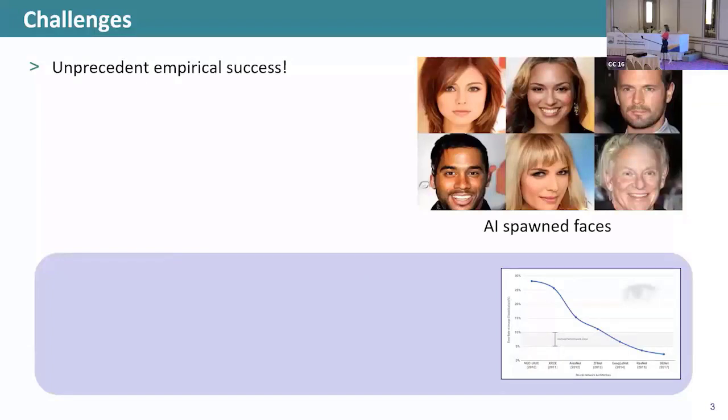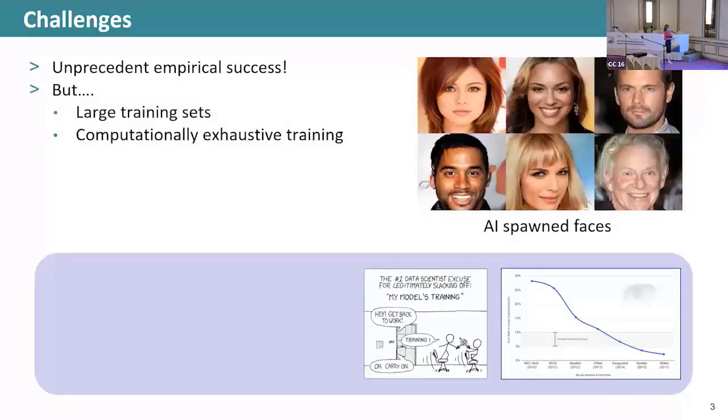So, of course, we get great success. We could do crazy things, right? Like write poems, spawn faces. We could do more useful things, right? Like get very good detectors and classifiers, etc. But we know that, first of all, we have to get very, very large training sets in order to be successful. The training could be very computationally costly, and this is not practical if we have to keep on training.